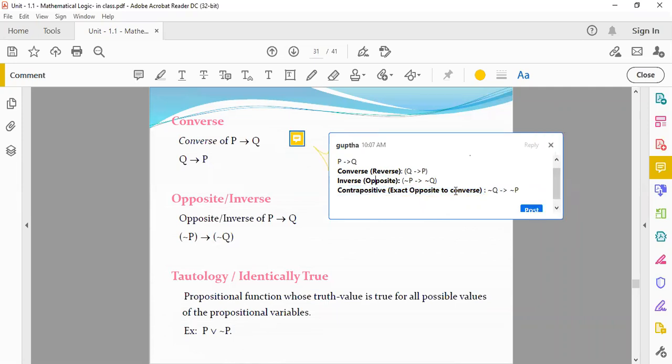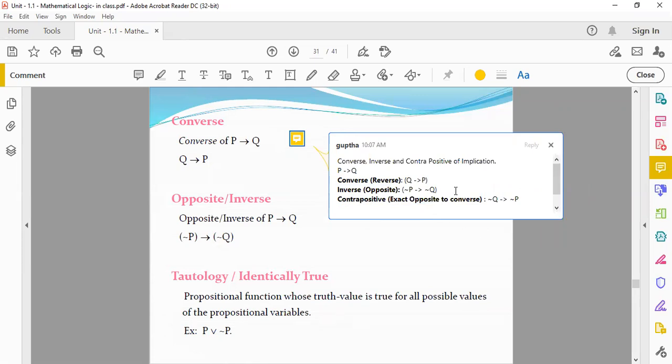So this is the information on the converse, inverse, and contrapositive of an implication. First of all, P implies Q. What is the converse? Simply, we can say it is the reverse. So that is Q implies P.